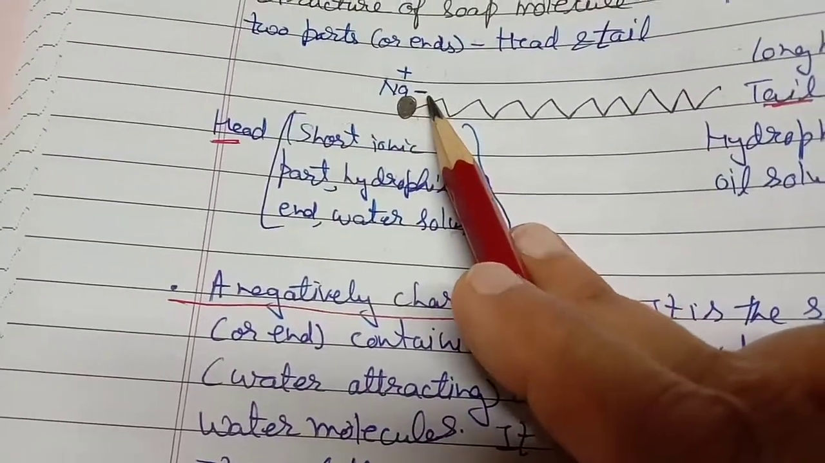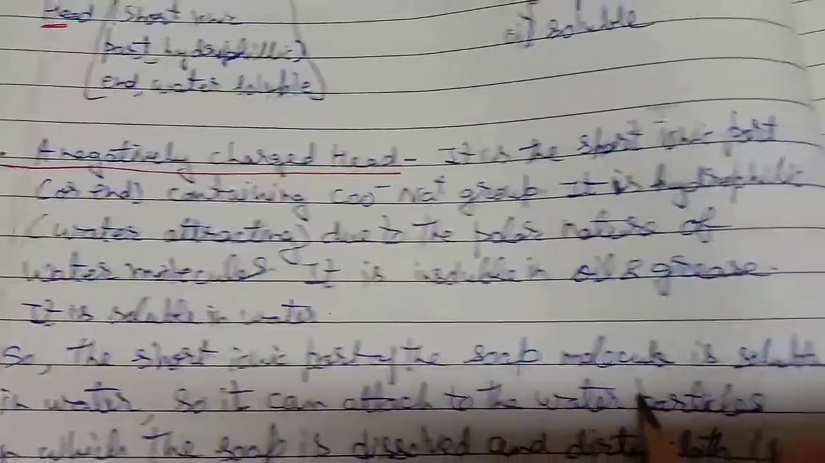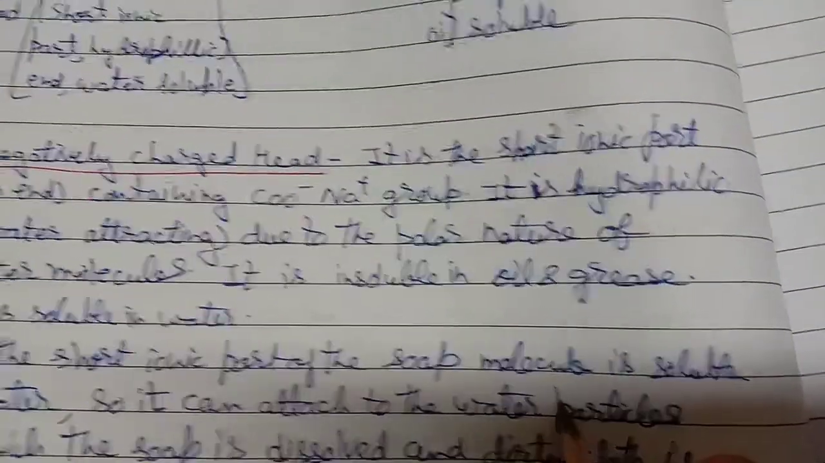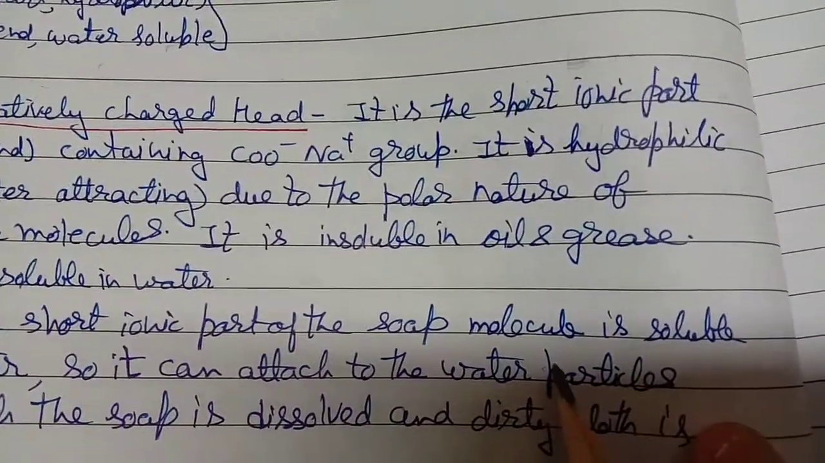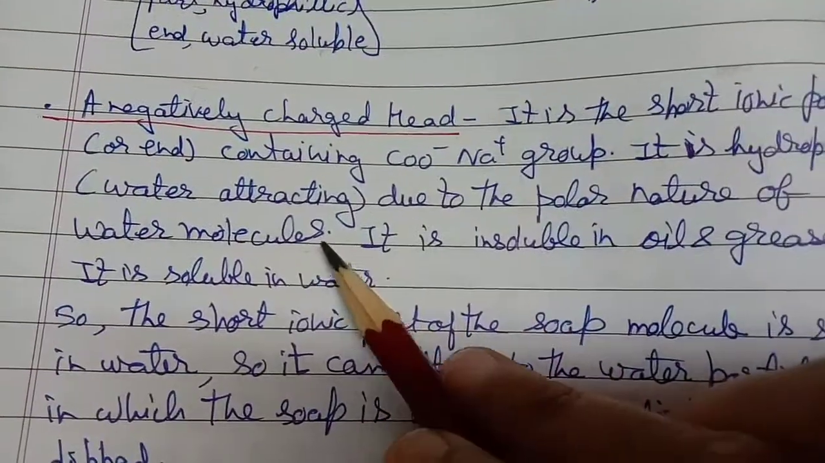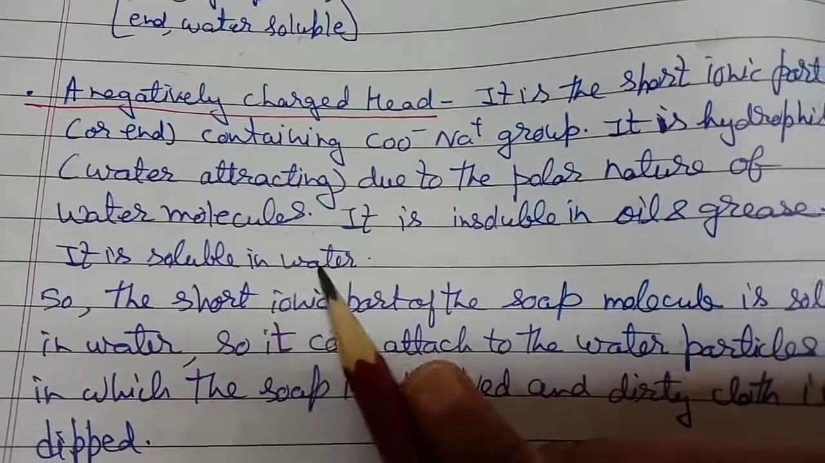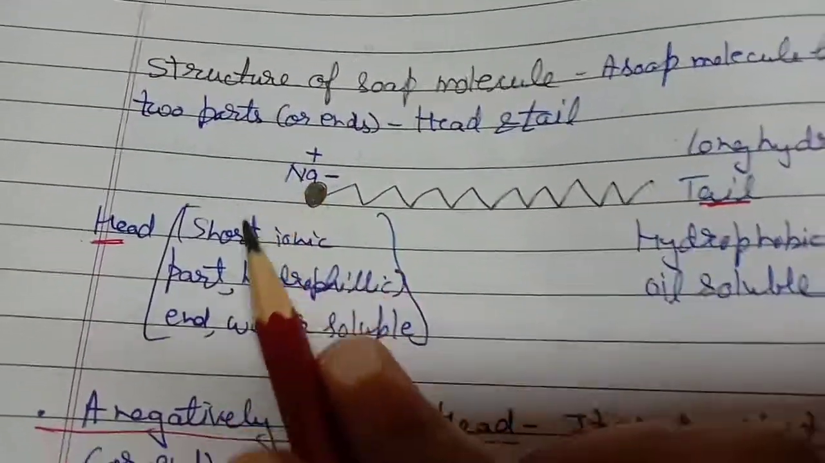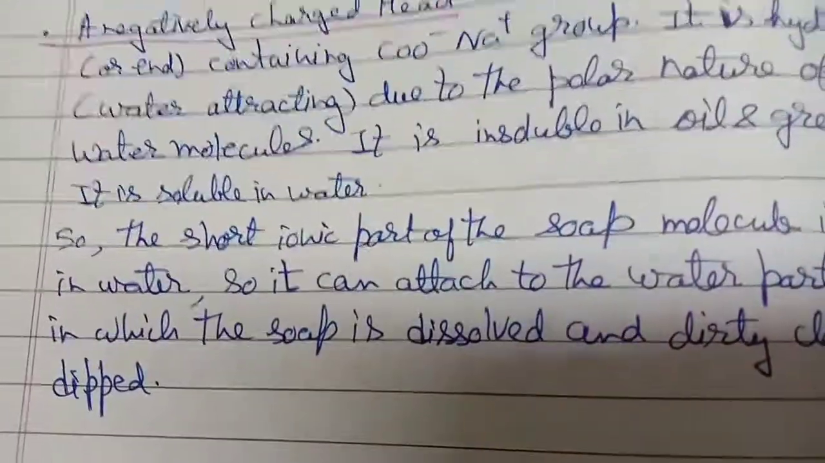Now a negatively charged head, I told you this head is negatively charged, the sodium ion is next to it. A negatively charged head is the short ionic part or end containing the COONa group. It is hydrophilic, water attracting due to the polar nature of water molecule. It is insoluble in oil and grease. It is soluble in water. So this part is soluble in water. And this hydrocarbon tail is soluble in organic solvent and oil.